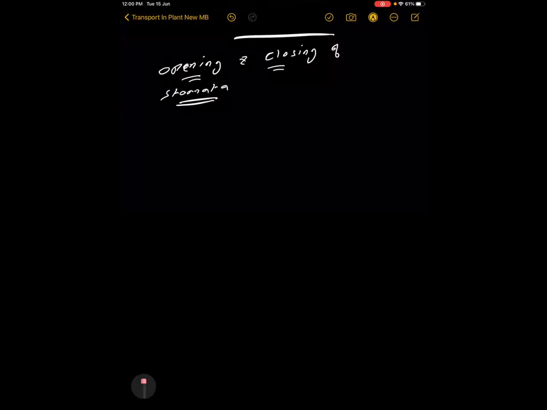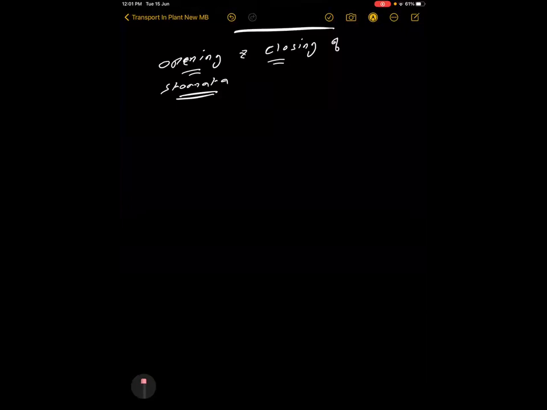So transpiration is directly proportional to light and to temperature. Abscisic acid, CO2, and humidity are inversely proportional. So this is the opening and closing of stomata.